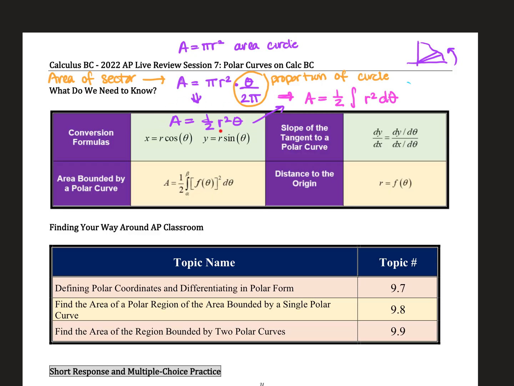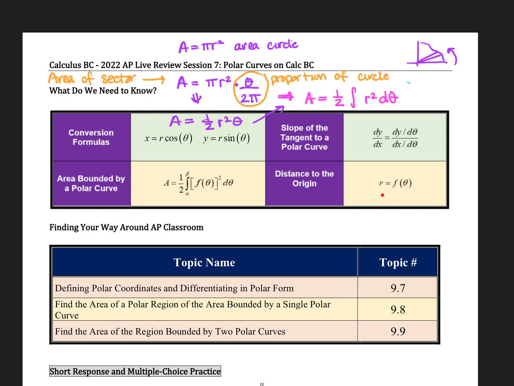But remember, the radius and theta are constantly changing, so we're cutting little theta wedges, and it ends up being this area. So that's where the 1/2 comes from, the fact that you're doing a proportion of a circle. So this angle, maybe I'm finding from 0 to pi over 3 of 2 pi. So it's the fraction of the circle.